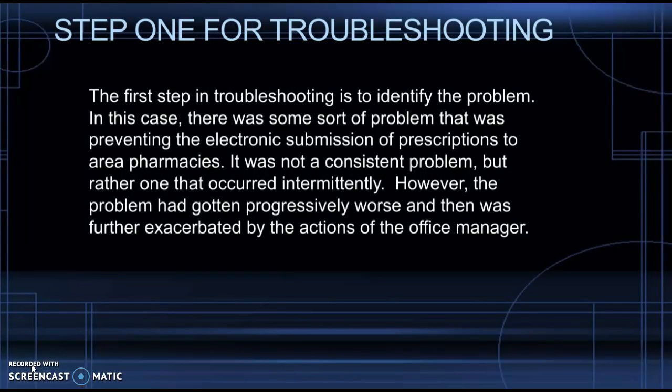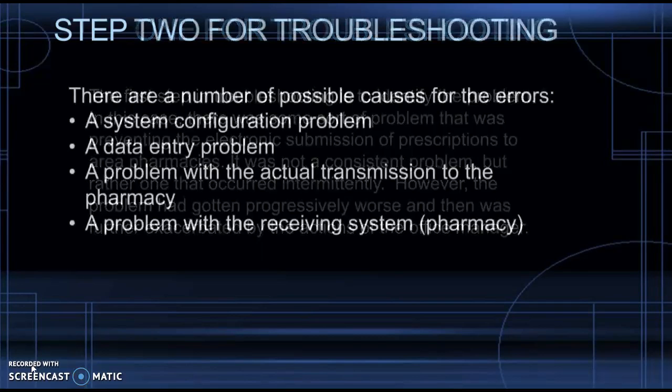Step 1 in troubleshooting is always to identify the problem. In this case, there was some sort of problem that was preventing the electronic submission of prescriptions to area pharmacies. It wasn't a consistent problem, but rather one that occurred intermittently. However, the problem had gotten progressively worse and then was further exacerbated by the actions of the office manager.